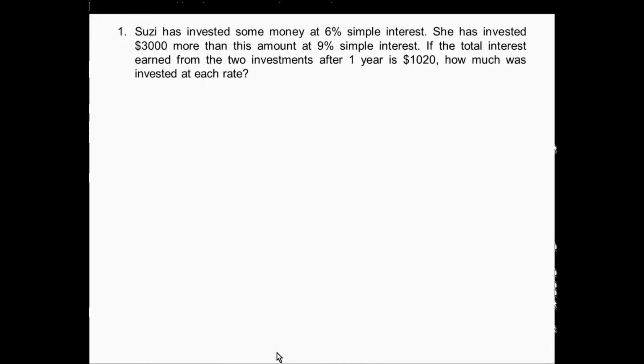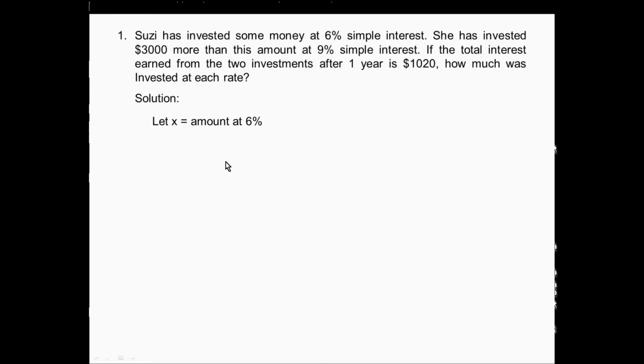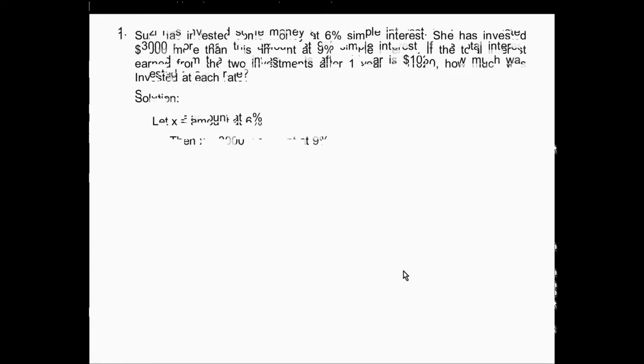Okay, now let's see. Susie has invested some money at 6% simple interest. How much did she invest at 6%? I don't know. Call it X. So X is equal to the amount at 6% interest. She's invested $3,000 more than this amount. So X plus 3,000 is the amount at 9%.